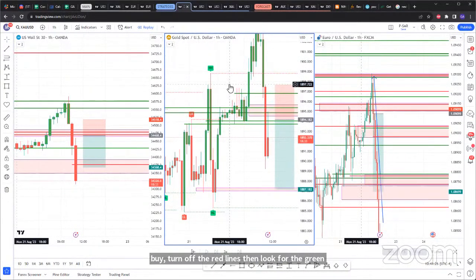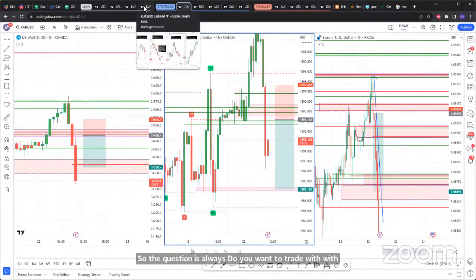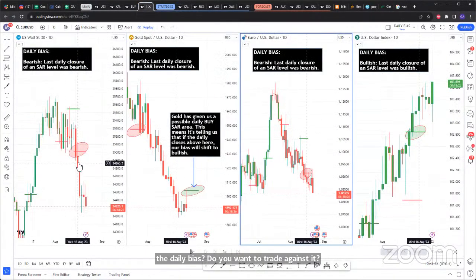So the question is always, do you want to trade with the daily bias? Do you want to trade against it? Also, there are other ways of looking for daily biases. You don't have to use the SAR. There are other strategies out there to help you find a daily bias.